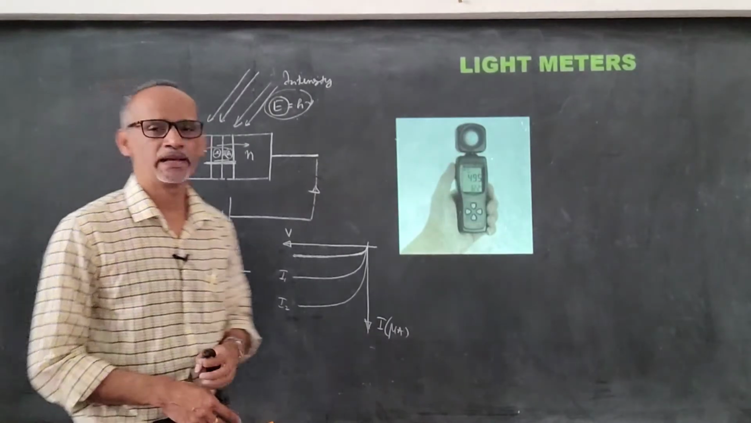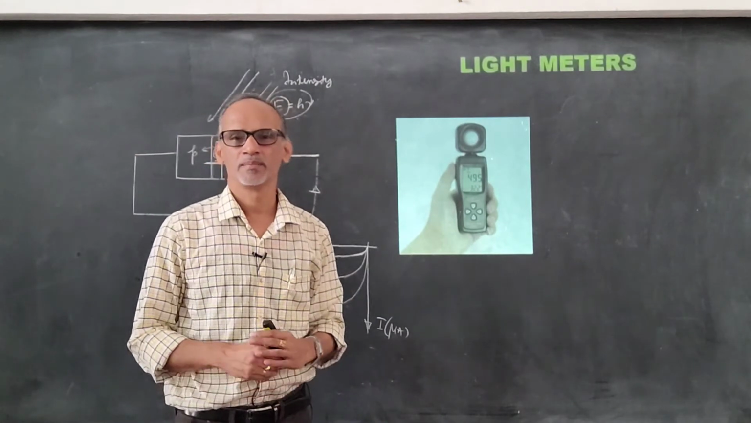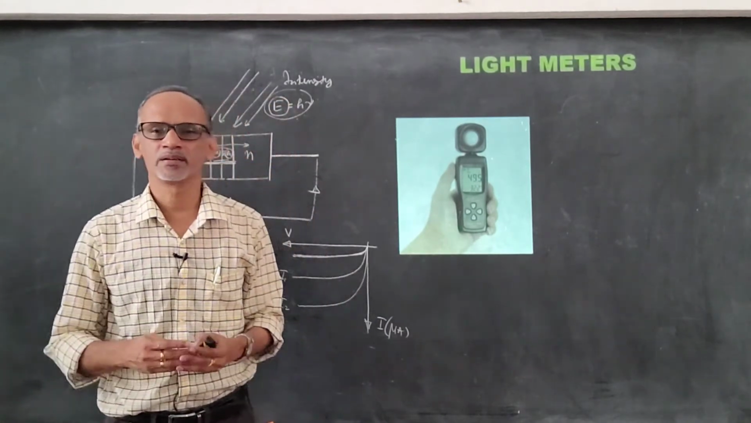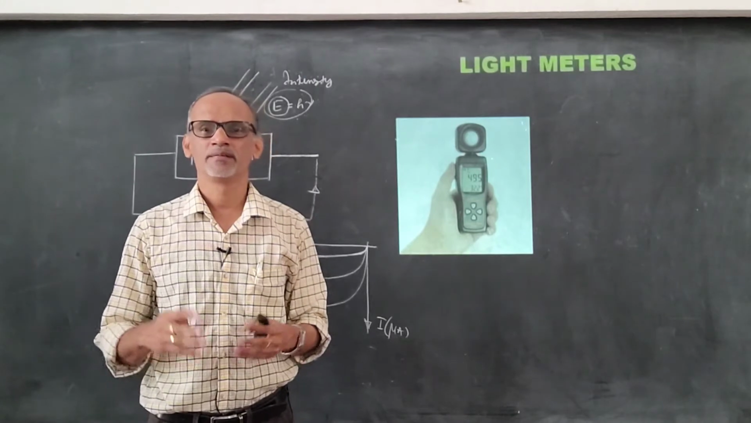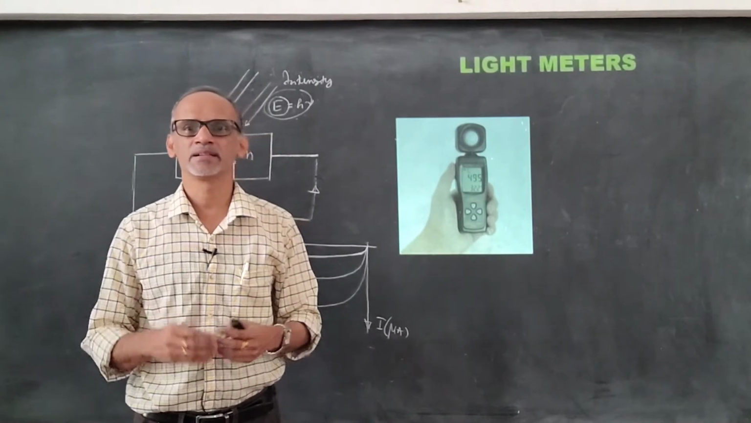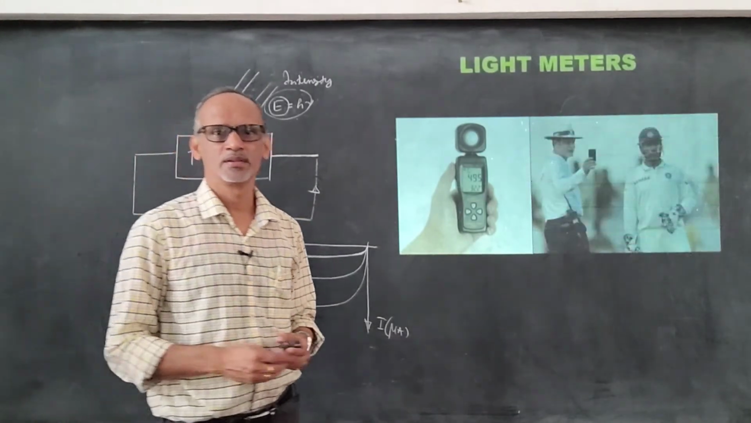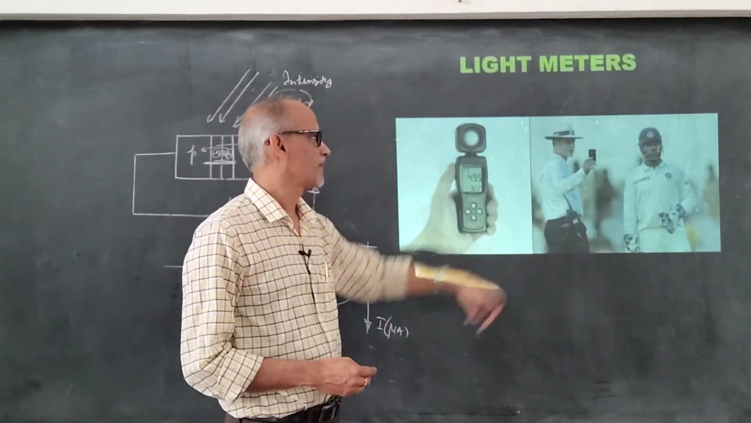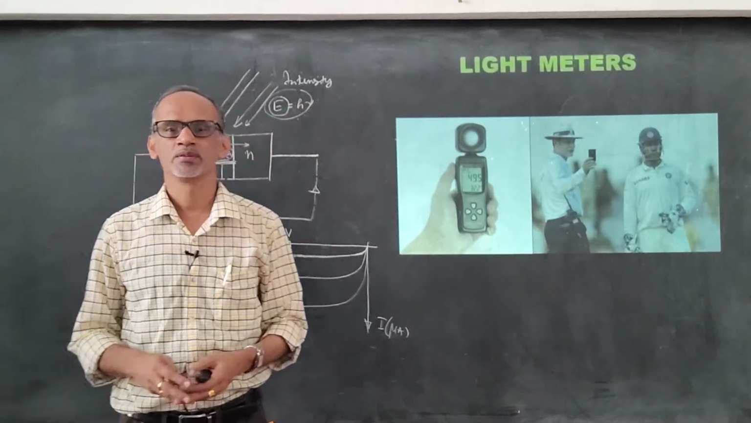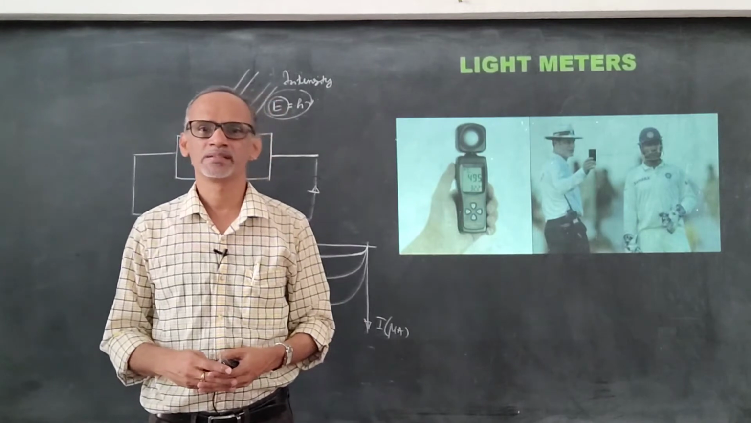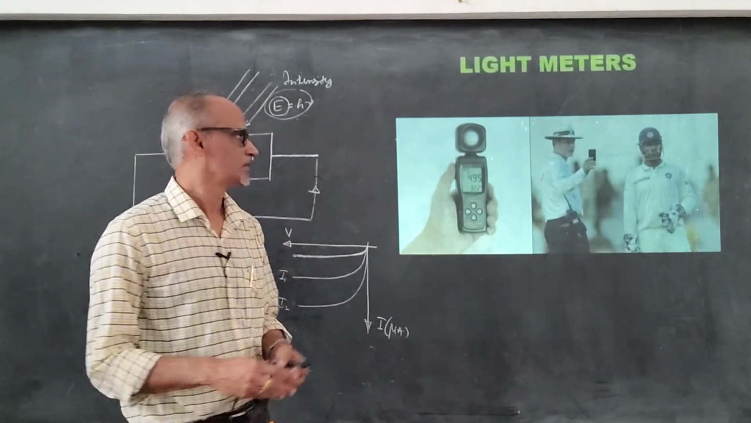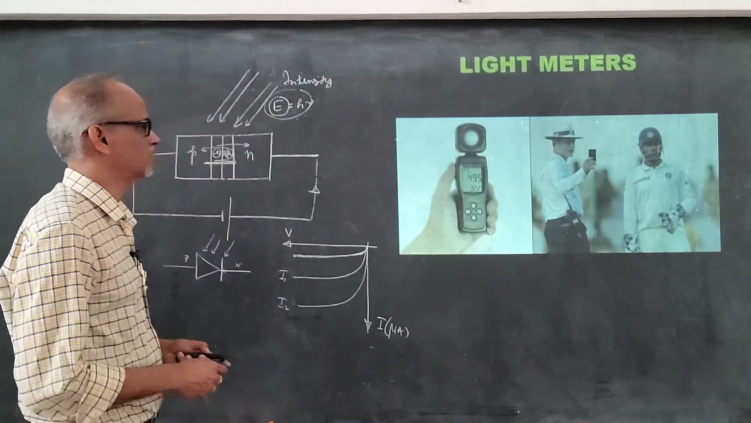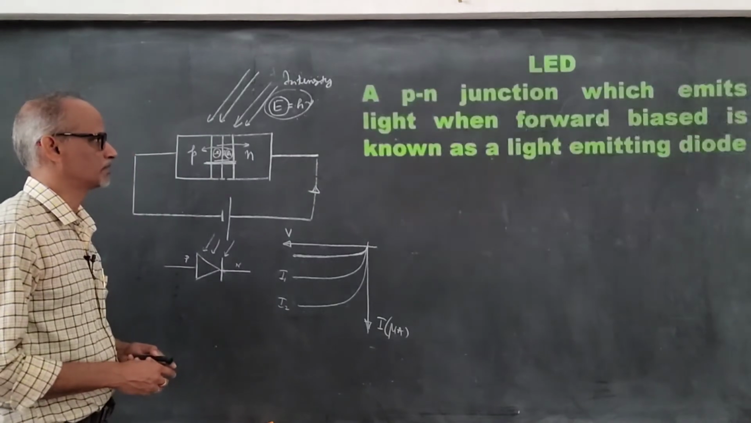Then this is the light meter, which is used by umpires in the cricket ground to check the intensity of the light, whether the light is enough to play cricket or not. That is the umpire holding the light meter, which is used to measure the intensity of the light. So, this is the application part of the photodiode.